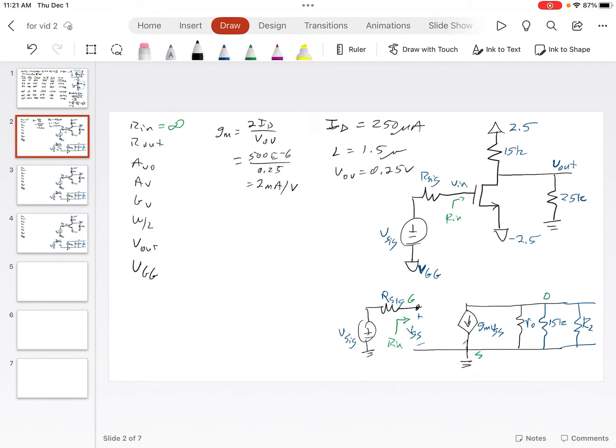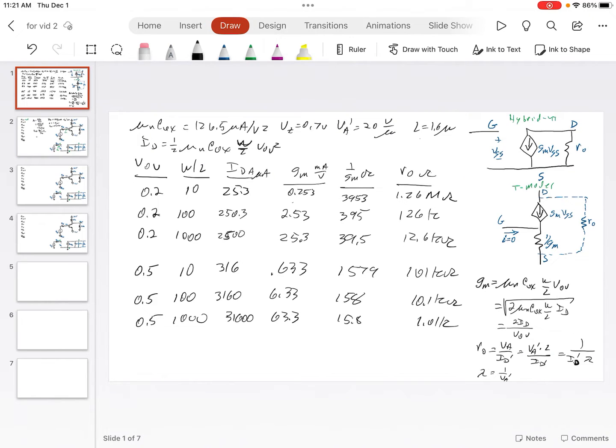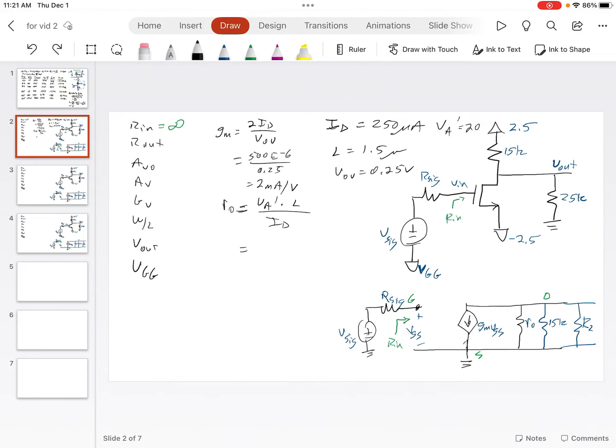And then R naught, that's VA prime times L over ID prime. ID prime is right here. We could call that ID prime if we wanted, but it's just the saturation current. So we've got a value of VA prime is 20. Did I give that last time? Yeah, here it is, 20 volts per micron.